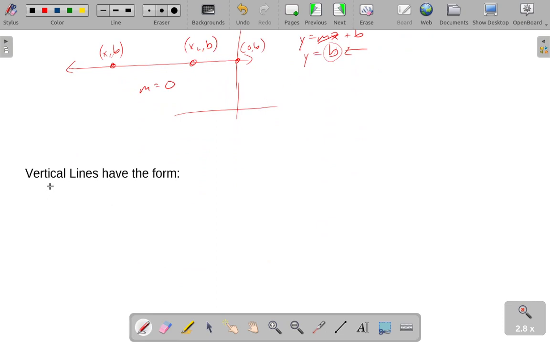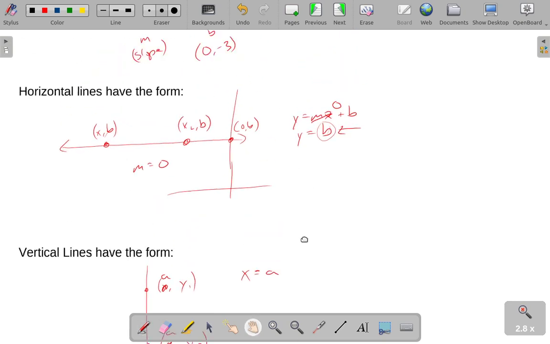Conversely, you can then see that vertical lines would have a slightly different form. In this case, this is entirely defined by whatever your x-coordinate is, x comma y1 and x comma y2. Whatever your x-coordinate is here, that's going to be the x-coordinate for every single point. I think it's generally called a, but it doesn't really matter. The equation of this line would be x equals a.